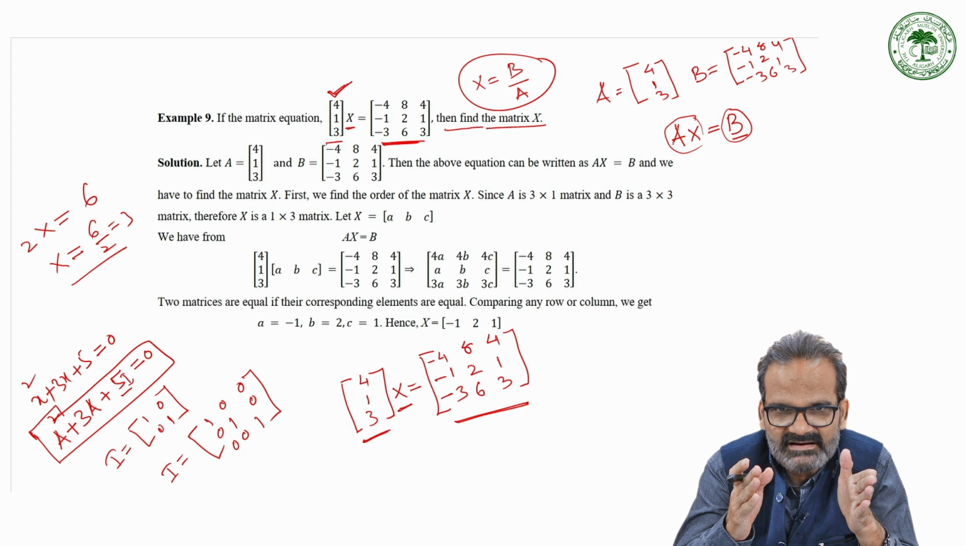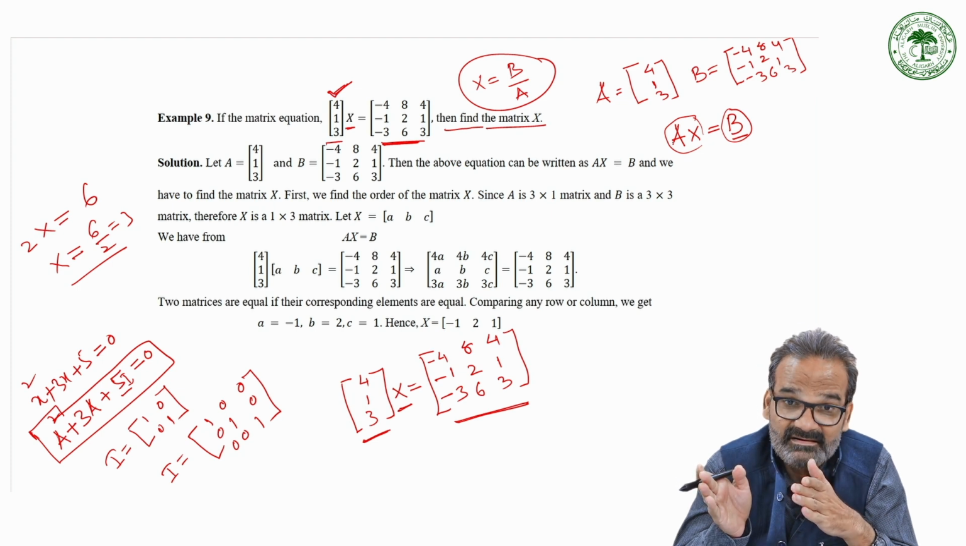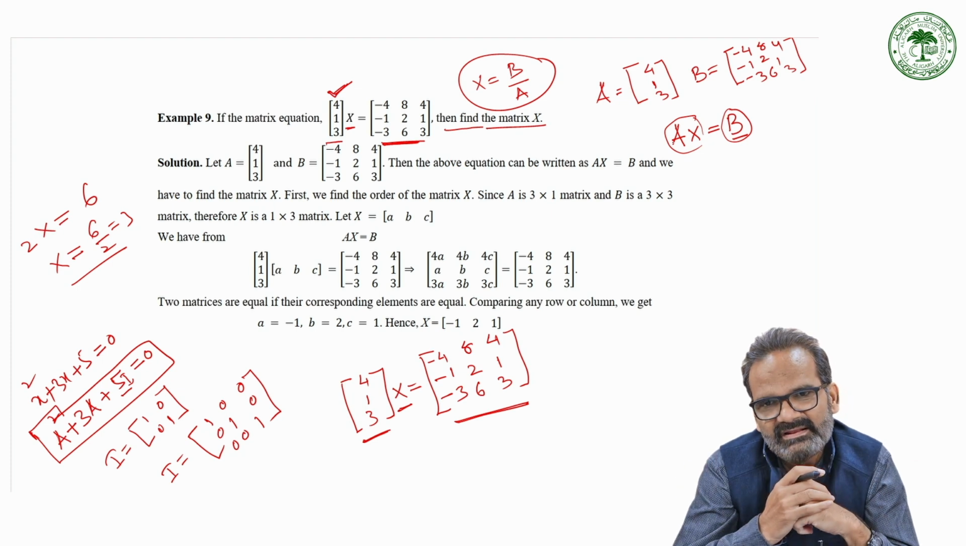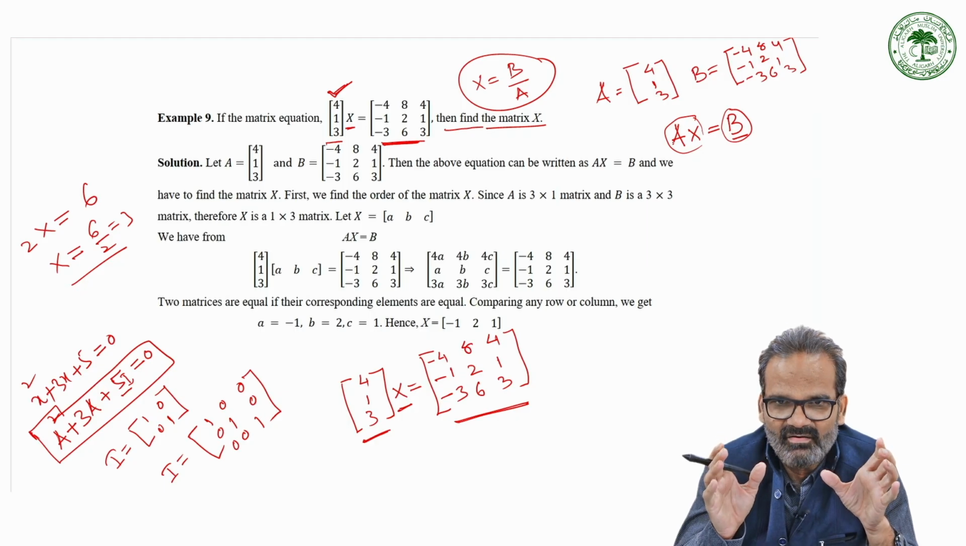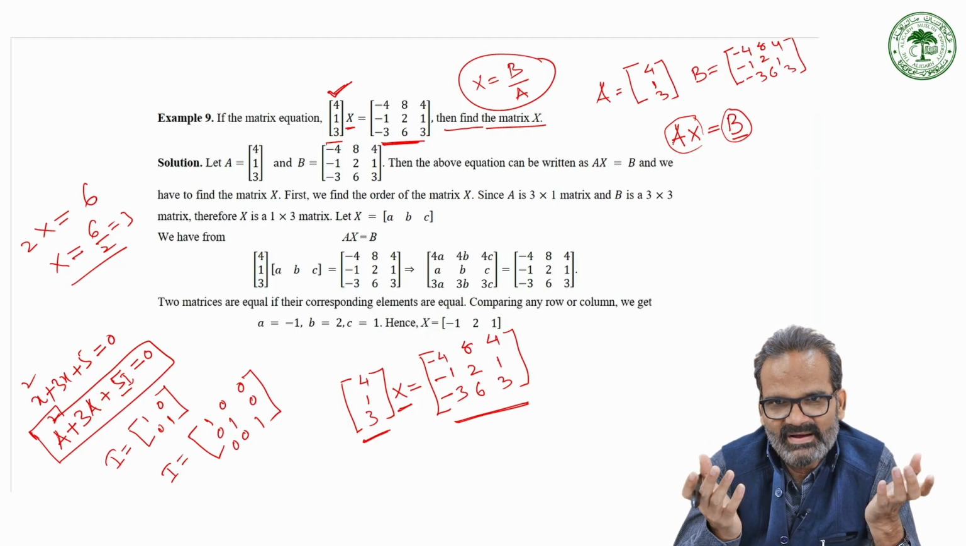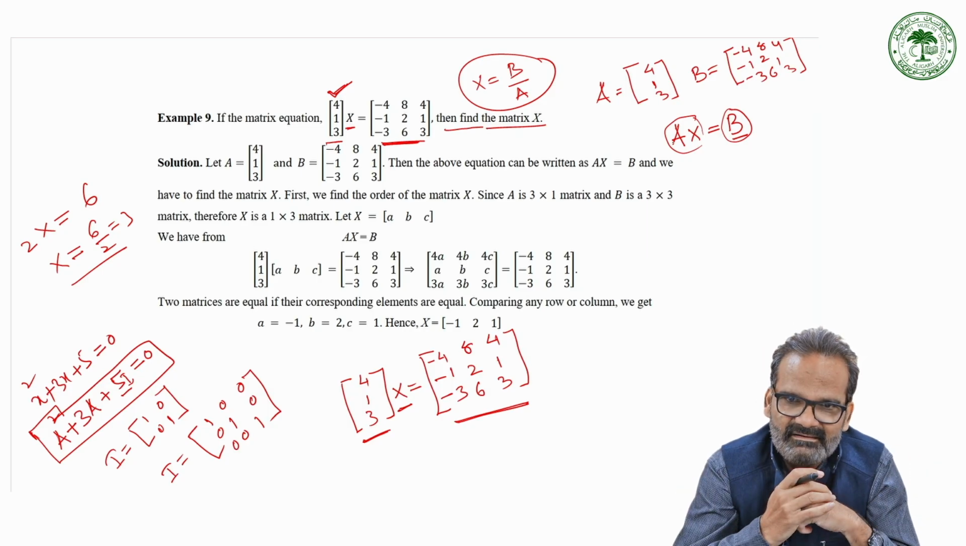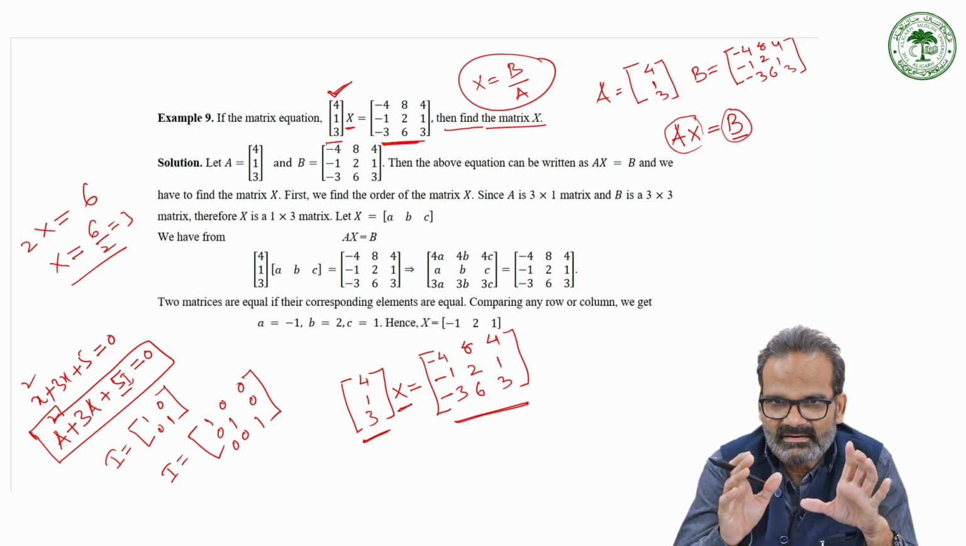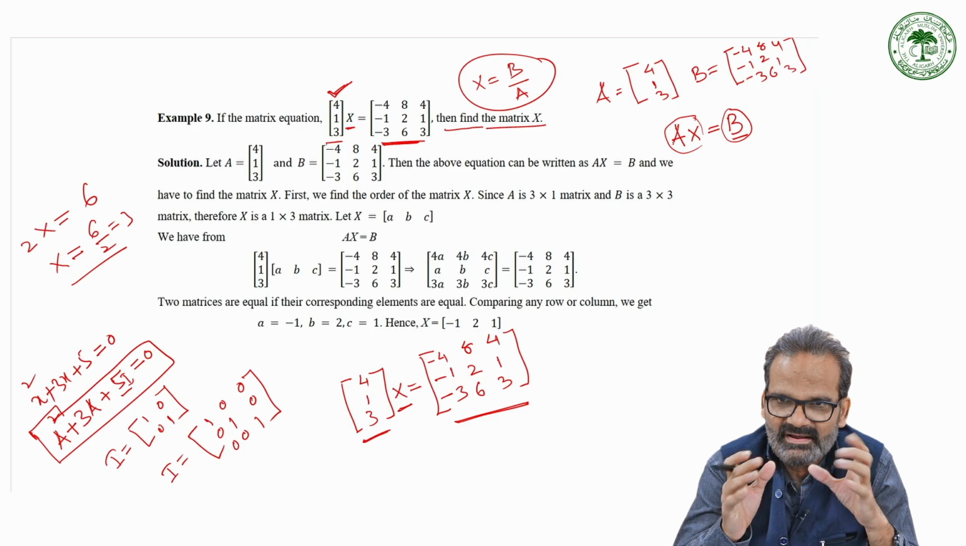Then the left hand side matrix will be equal to the right hand side matrix, and then we can very easily use the concept of equality of two matrices. Two matrices are equal if their corresponding elements are equal. Yes, are you getting the approach I want to use?